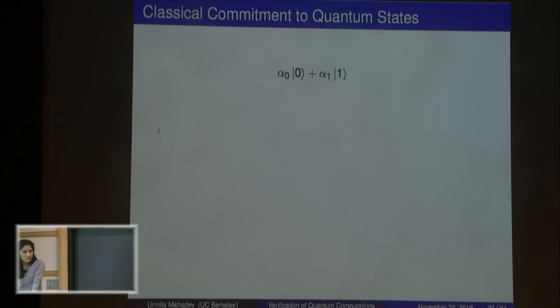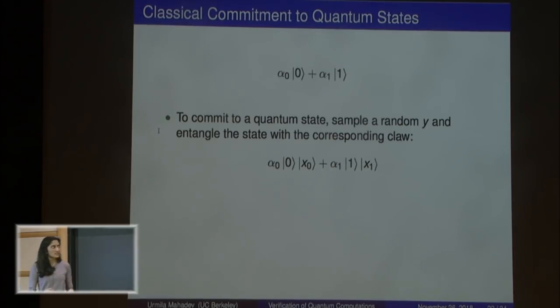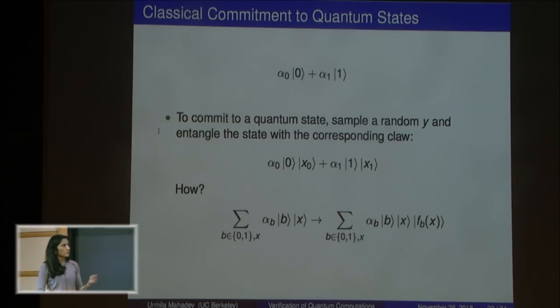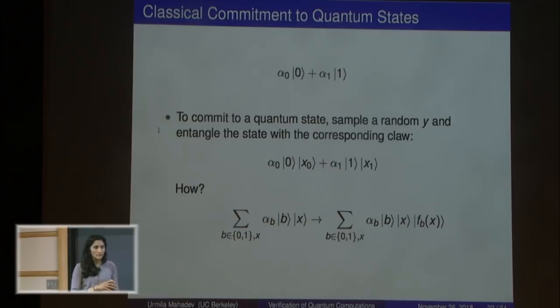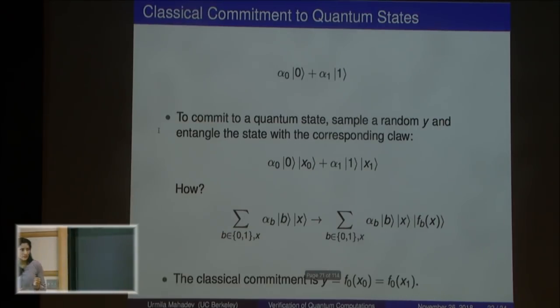So the prover wants to commit to a specific quantum state, and let's just say it's a single qubit state. And the way he does this is what he did earlier. He takes his state, he samples a random image Y, and entangles the state with the corresponding claw. And this is done exactly as it was before. So he begins with his state in a uniform superposition over the domain, and then he chooses to apply either F0 or F1 in superposition, depending on that first qubit. And then he measures that last register to obtain an image Y, and as a result of the measurement, the state collapses, so that the only elements remaining in superposition are the two pre-images of Y. Okay, this is it. This is how he commits to a quantum state, and the classical commitment is just the image Y.